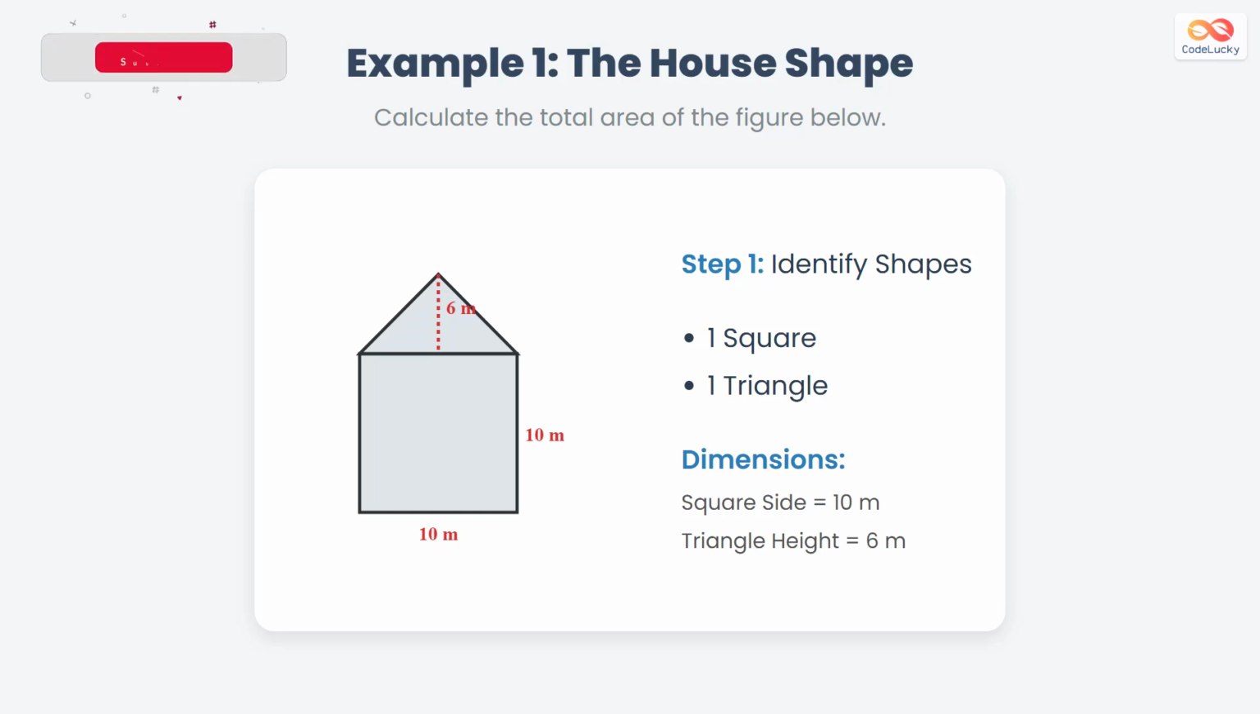Here is our first example, a house-like shape. We need to find the total area. Notice we can see two distinct shapes here, a square at the bottom and a triangle on top. The square has sides of 10 meters and the triangle has a height of 6 meters.